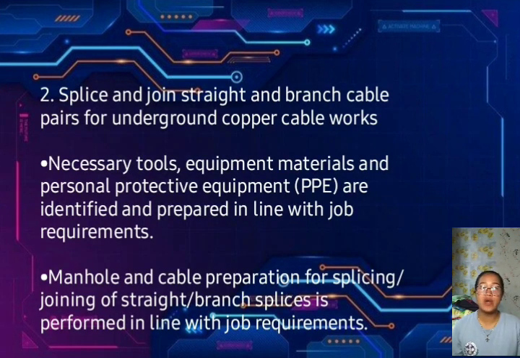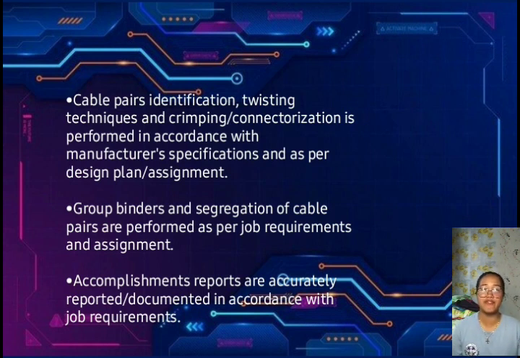2. Splice and join straight and branch cables for underground copper cable works. Necessary tools, equipment, materials, and personal protective equipment are identified and prepared in line with job requirements. Manhole and cable preparation for splicing or joining of straight branch splices is performed in line with job requirements. Cable pairs identification, twisting techniques, and crimping or connectorization are performed in accordance with manufacturer's specifications and spare design plan or assignment. Next, group binders and segregation of cable pairs are performed as per job requirements and assignment. Accomplishment reports are accurately reported or documented in accordance with job requirements.